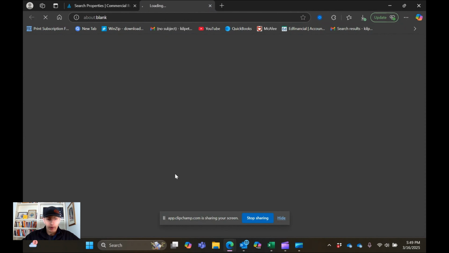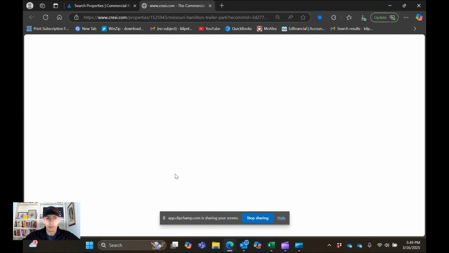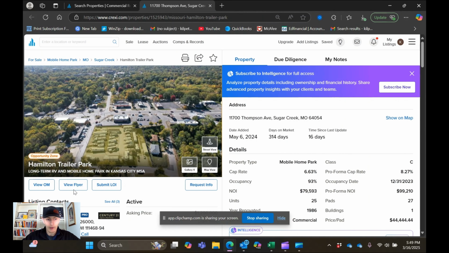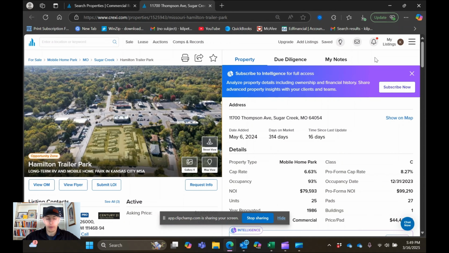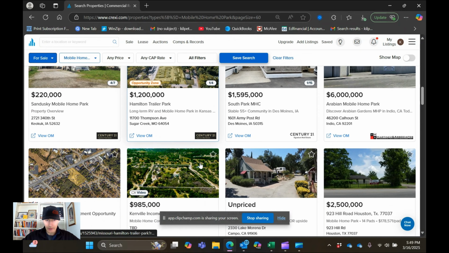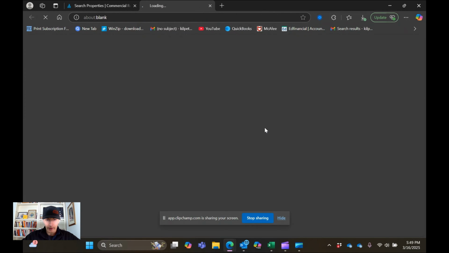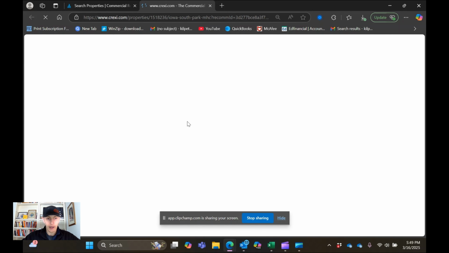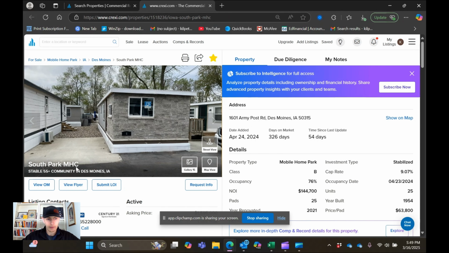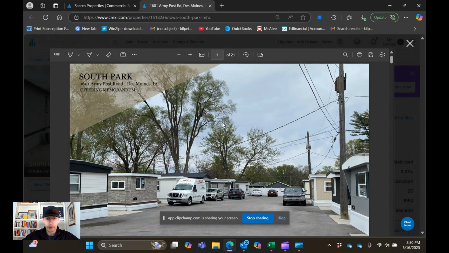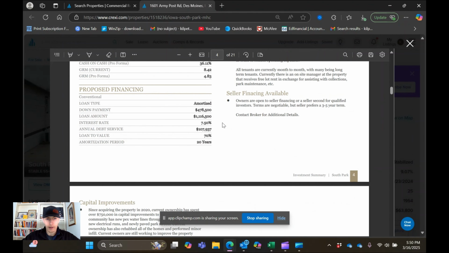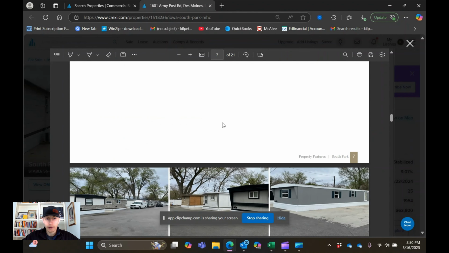Hamilton Trailer Park, Missouri. Let's see if they have all of the data here. I don't know if I'm allowed to do that on video. So let's find a park that has the numbers available. The numbers are there. So this one looks like numbers are here.